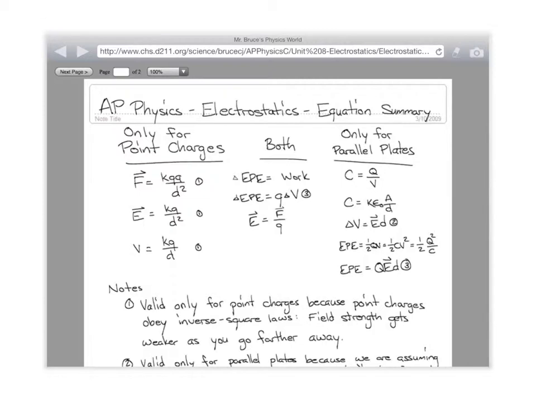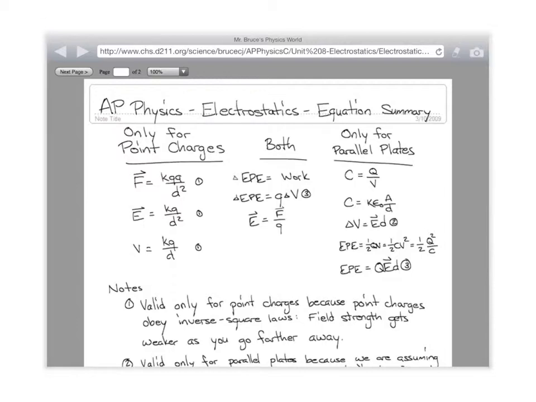Up on the screen here I have an electrostatics equation summary. You actually saw this last year, or at least saw all the equations. This is a compilation of everything that you know so far in electrostatics. On the left side, what's the left-hand column? Point charges. Right, it's only for point charges.